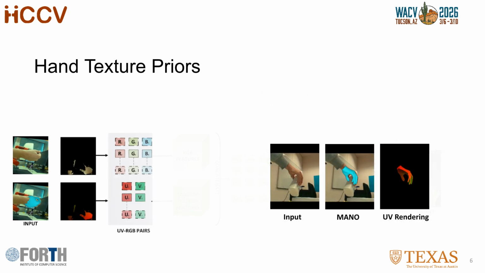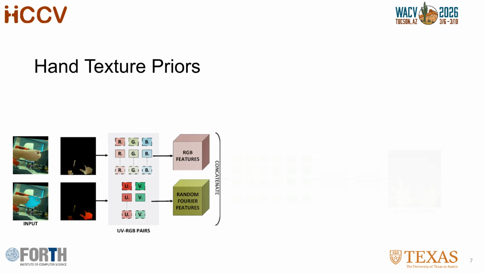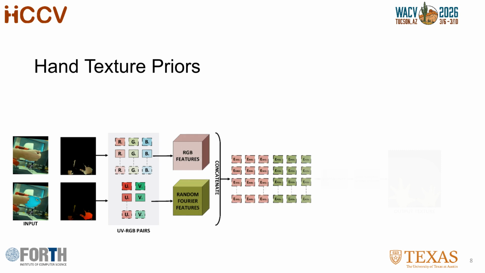From the input image, a partial texture corresponding to the visible hand regions is projected into the canonical UV space. This UV map is inherently incomplete and often noisy due to occlusions and pose ambiguities. From these correspondences, RGB appearance features are extracted and combined with random Fourier features in UV space. These features are concatenated to create a rich representation of the visible hand surface and its spatial coordinates.